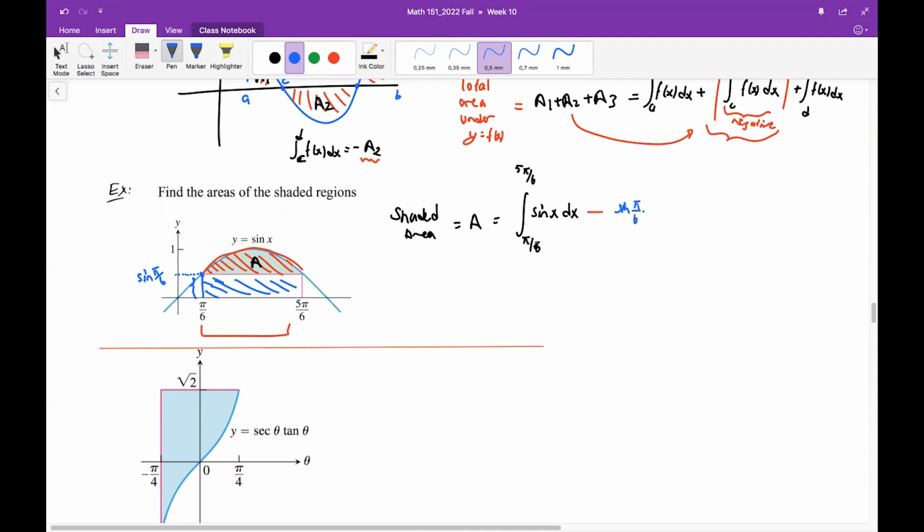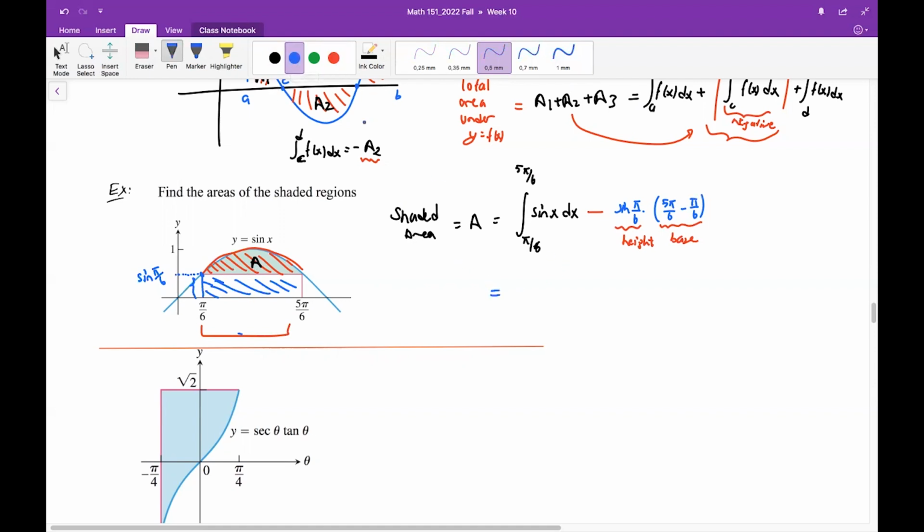Sine pi over 6 times the base, okay? 5 pi over 6 minus pi over 6. As we said, this is the height of the rectangle, and this is the base of the rectangle. And if you subtract this value from this definite integral, you will find the required shaded area.